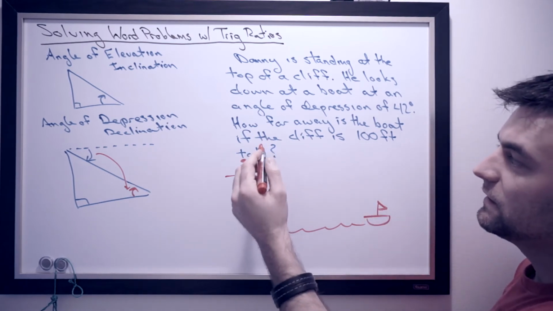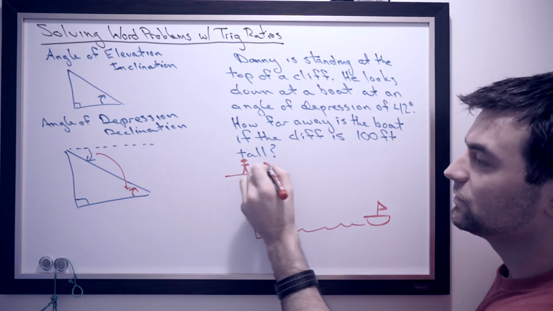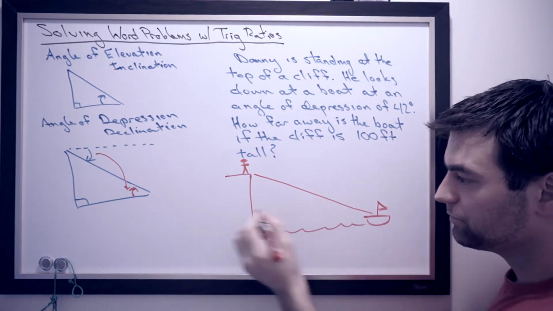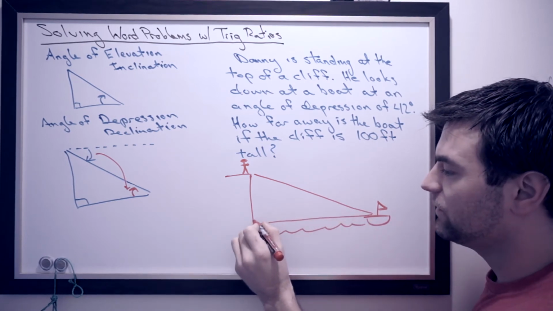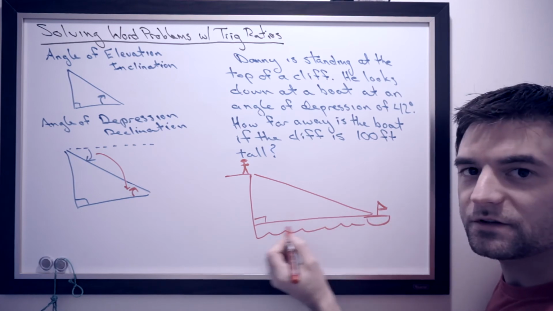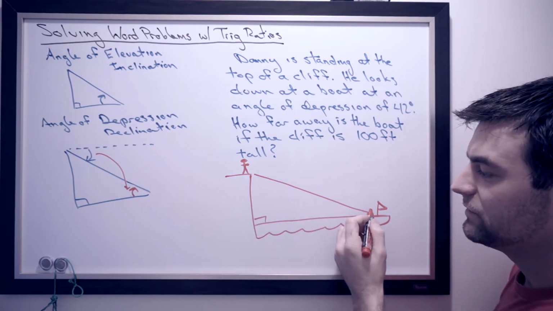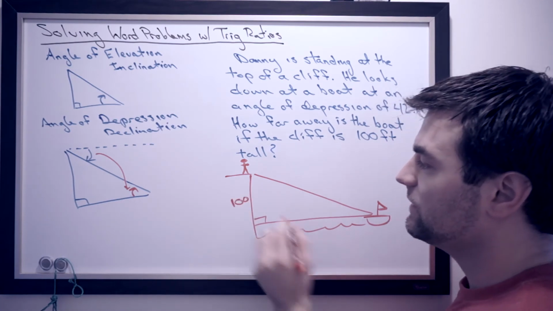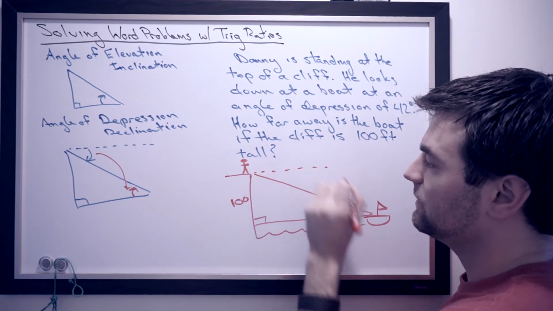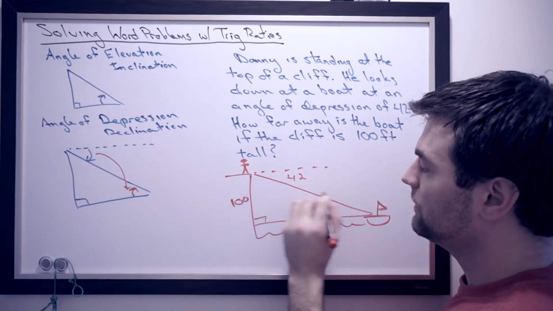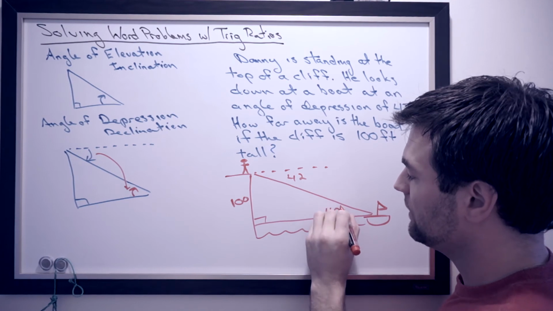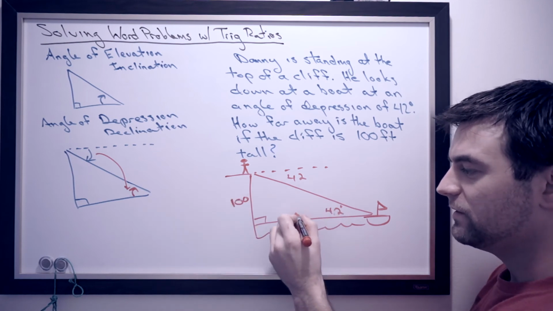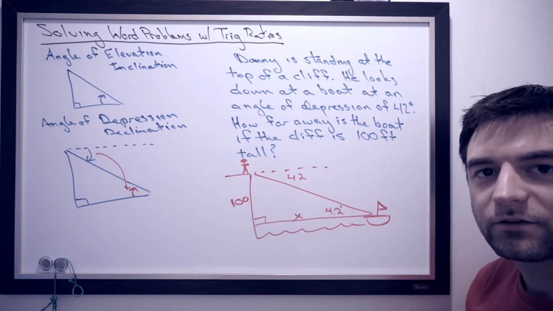So he's looking down with an angle of depression, so we're looking from straight out. He's looking down at the boat, and so we have our triangle right here. This line here will represent the distance to the boat. This is the angle of depression, and here's the height of the cliff. So our height of the cliff is 100. The angle of depression, which would be up here, is 42. So that means down here is 42 degrees as well. So we have 100, 42, and then the distance to the boat would be down here as x.